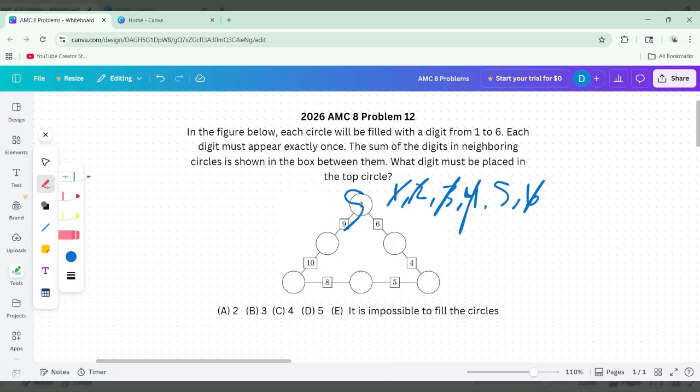And we have to make sure if this is truly the case, because one of the answers, as you see down here, is that it is impossible to fill the circles. Okay, let's test it. 1, 3, 2, 6, and 4. And it works. So we have each of the digits used exactly once, and none of the digits are besides 1 to 6. So the answer is D.